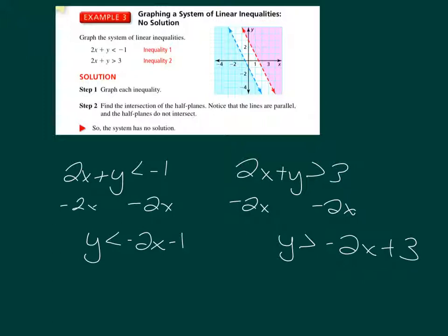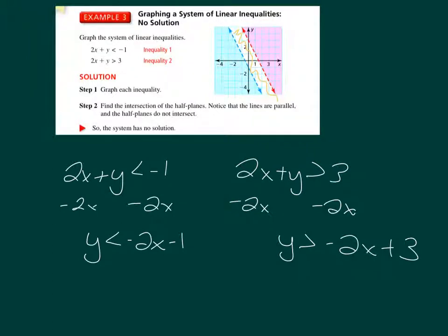If they would have changed the inequality symbols around, if this one would have been greater than and this one would have been less than, it would have been the shaded area that's in between, and we would have had some solutions. But because they're opposites, this one's less than, the other one's greater than, we don't have any answers that technically work, even though we have a picture. Does that kind of make sense?